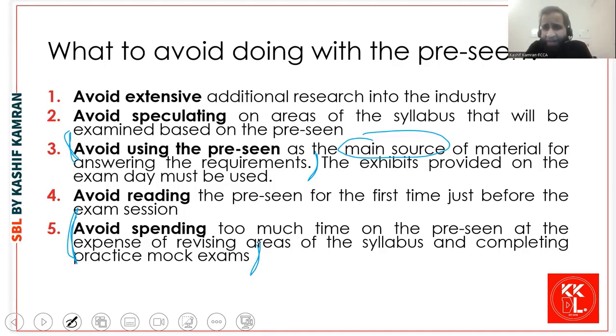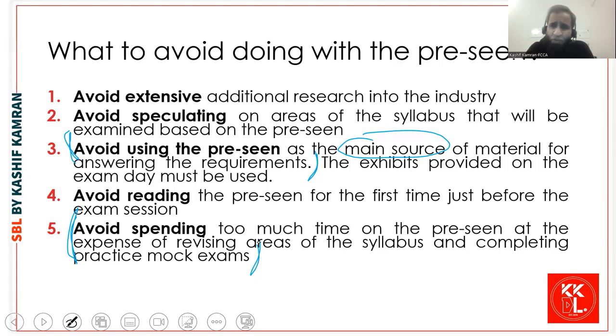How much time will the pre-seen take? 12 pages to read. 1 hour is a sufficient time to read through the pre-seen. The next day, another 1 hour. The next day, another 1 hour. And that keeps absorbing. Once you make your notes of the pre-seen, hardly 30 minutes a day, and you're revising it.